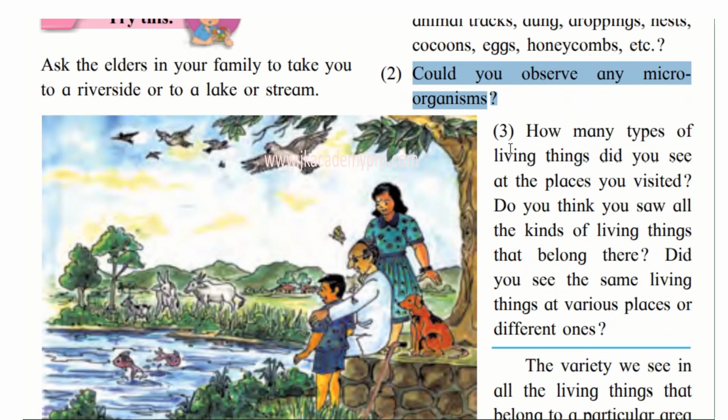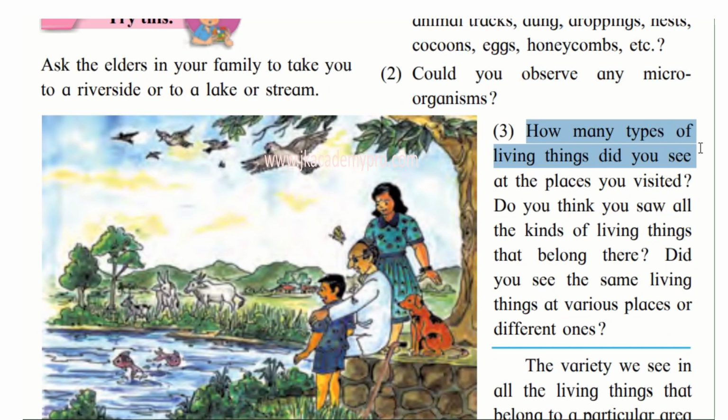And how many types of living things did you see? Did you make a list of it? Count them or number them. So what was your count? How many different types of living things did you see at the various places you visited?